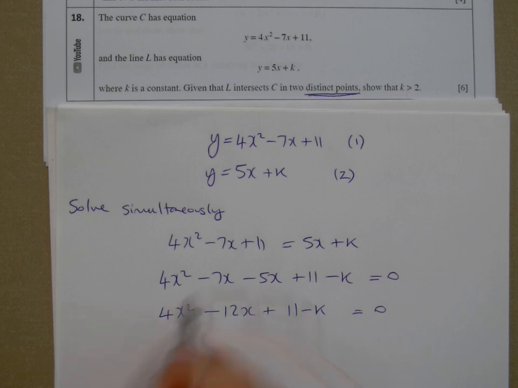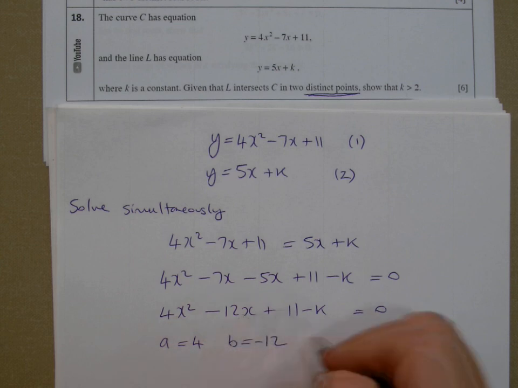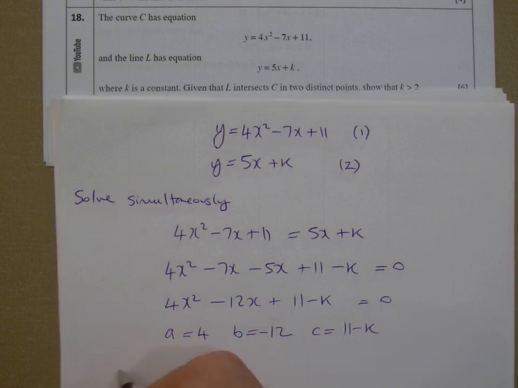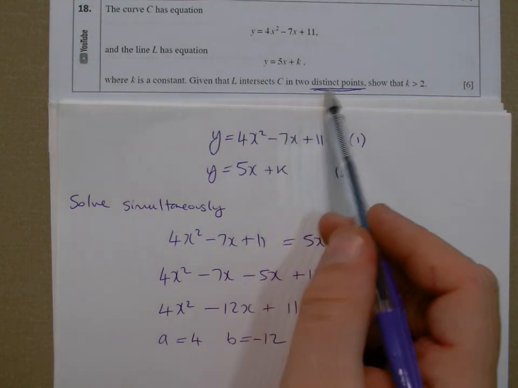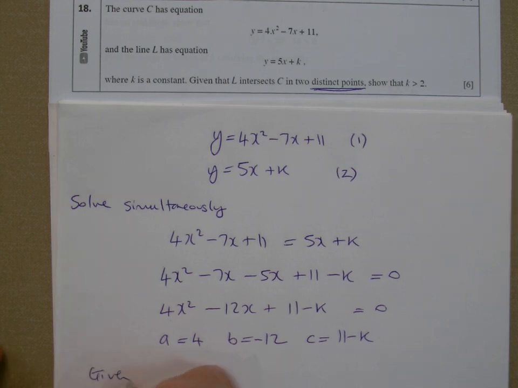So clearly here, we can't solve it because we don't know what k is, all right? But what we can do is consider the discriminant idea. If we set a to be the number in front of the x squared, b, of course, is minus 12, because that's what's in front of x. And then your constant is 11 minus k, okay? So let's consider the discriminant value here. In fact, we can say a bit more about it because we've got two distinct points, which means we can have two results.